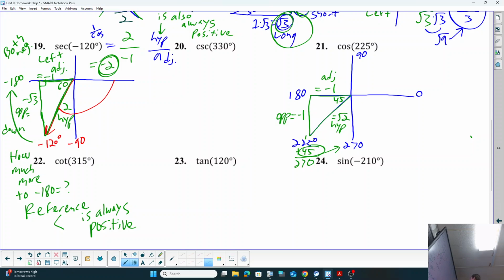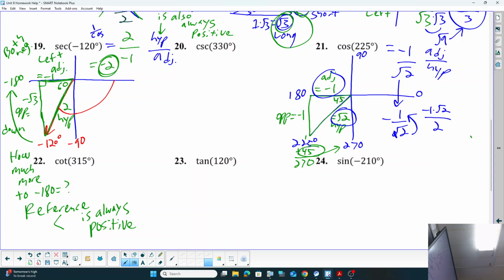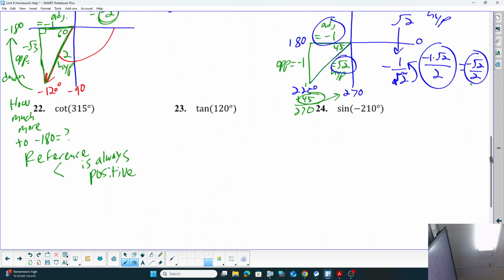Okay, so what is cosine? Cosine is adjacent over hypotenuse. So adjacent is -1 over hypotenuse, which is radical 2. And then you can't really plug that in your calculator, so we have to do right triangles. Rationalize the denominator. So we get radical 2 over 2, and the answer is negative radical 2 over 2, or -0.707. So that's for number 21. So try 22 now.